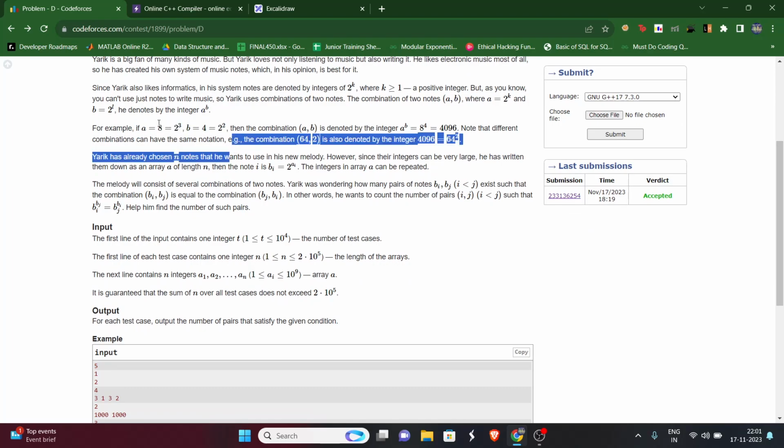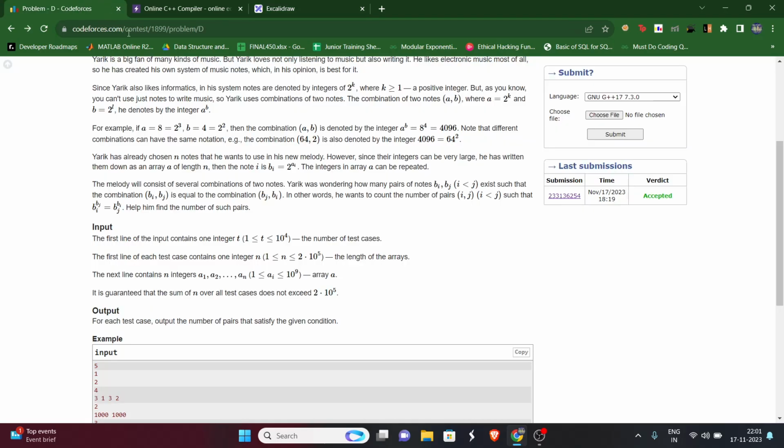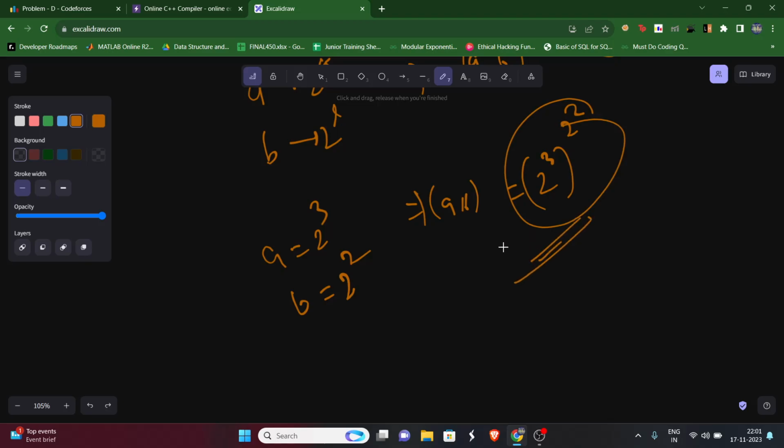There is one example. If you see over here, let's go through this example as well. A is nothing but 2 to the power 3 and B is 4, that is equal to 2 to the power 2. So A is 2 to the power 3, which is 8, and B is 2 to the power 2. It was 4, right? So the combination of A and B will be something like this: 2 to the power 3, whole power 2 to the power 2. Okay, we'll come to this later.